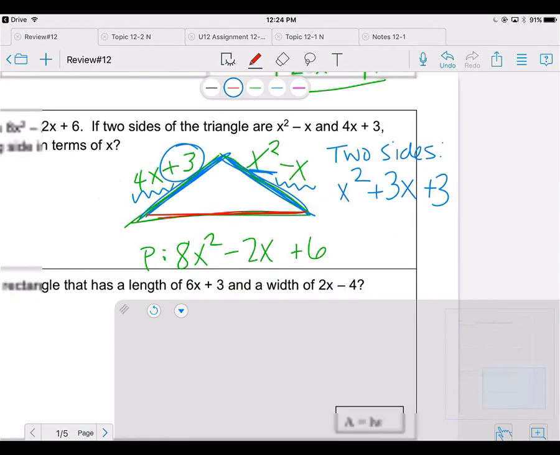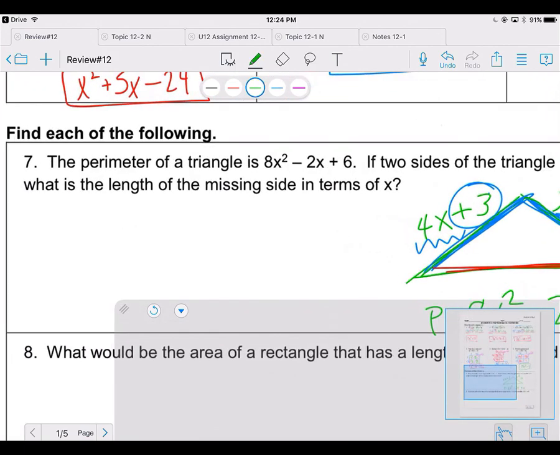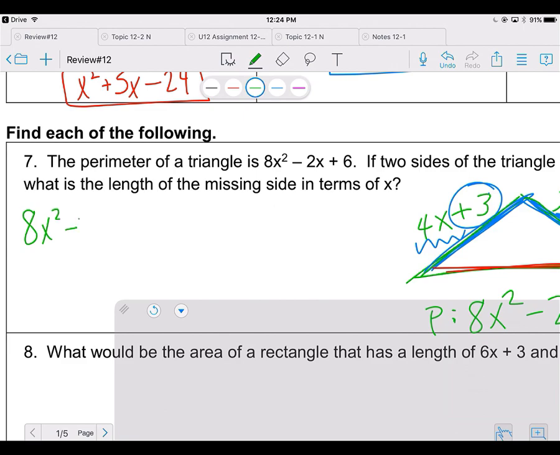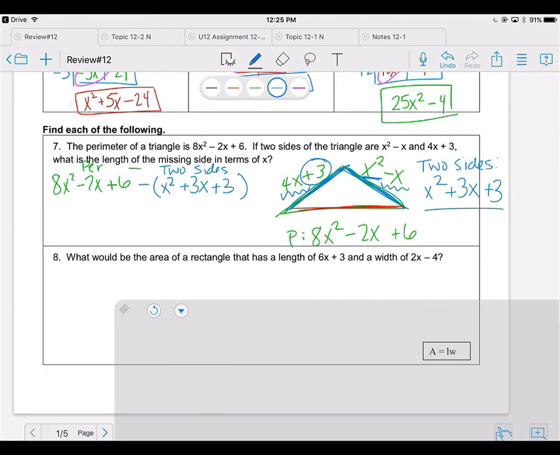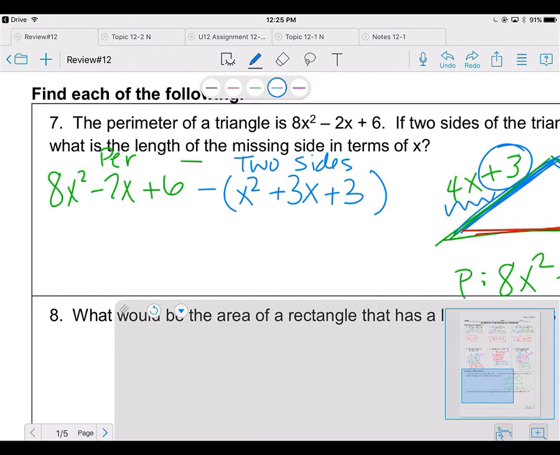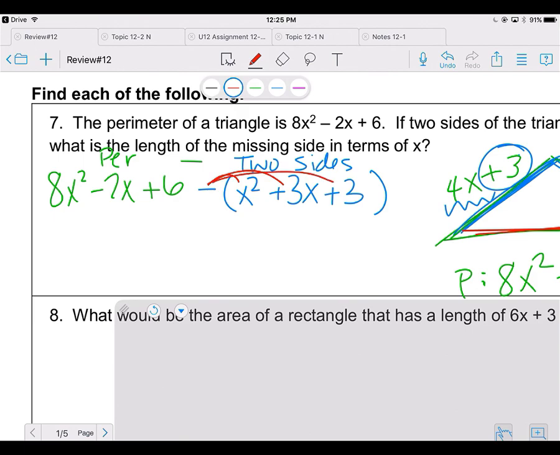So to find the red, I'm going to take the full thing, which is that perimeter, 8x squared minus 2x plus 6, and I'm going to subtract the total of the two sides. Those two sides had a total of x squared plus 3x plus 3, and this came from over here. So we're taking the total and subtracting the part to find the missing part. Remember that when you subtract, you distribute your negative first, so negative x squared, negative 3x, and negative 3.